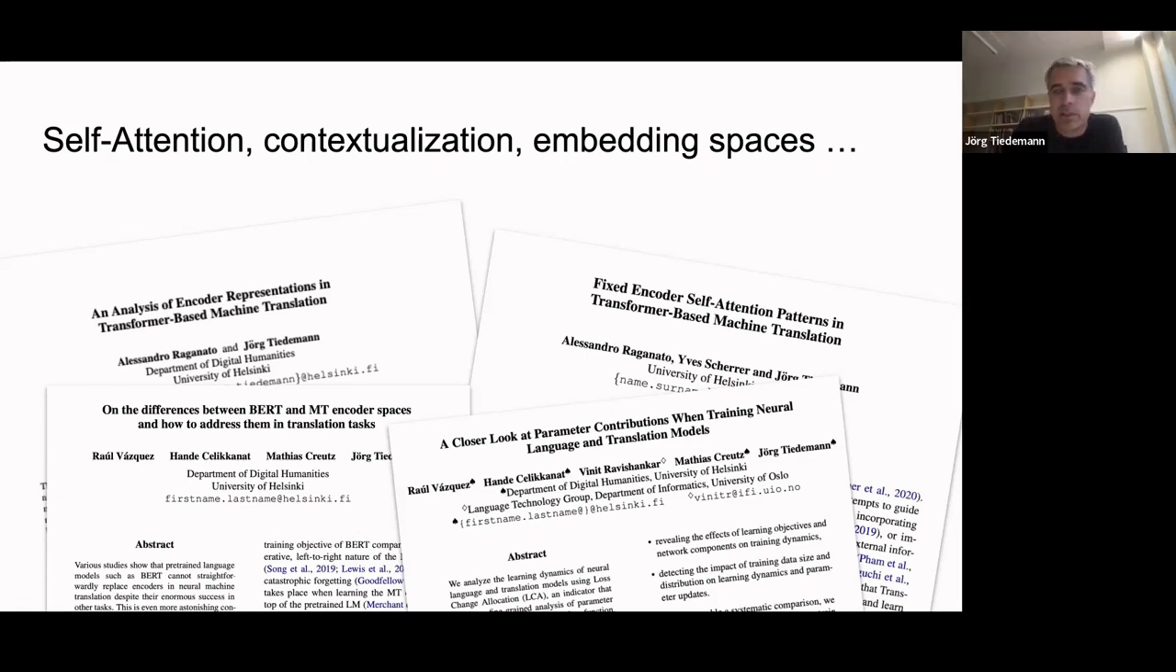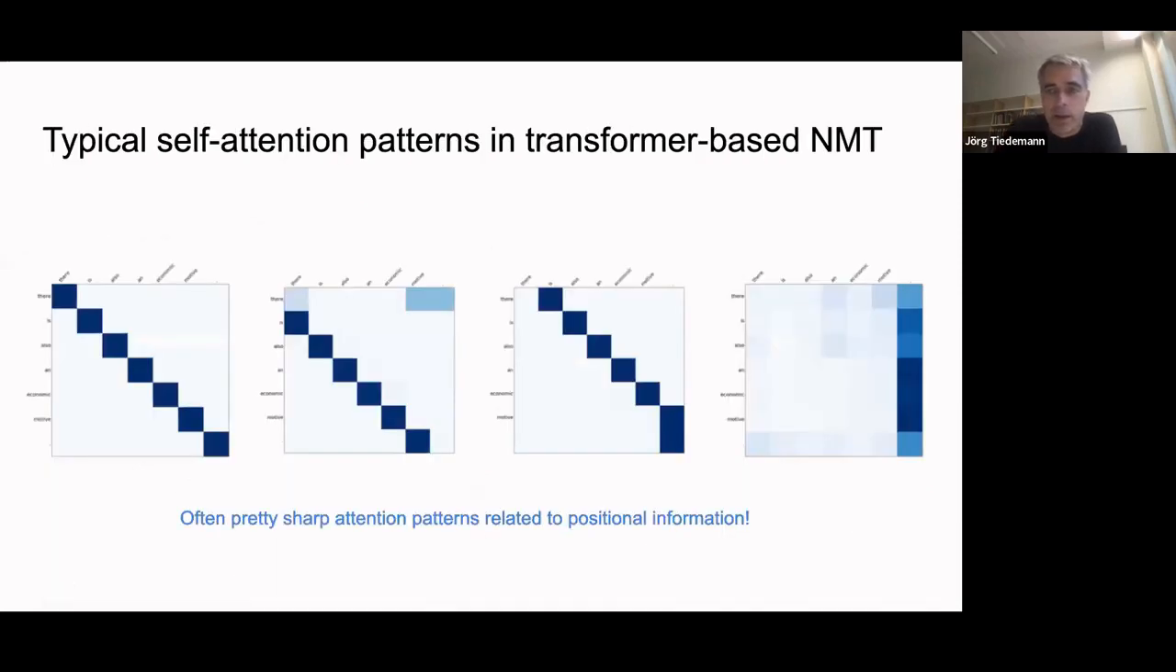Looking at, for example, different ways of how self-attention looks, then looking at contextualization, how contextualized embeddings look in machine translation models, and then also understanding how embedding spaces are built and how they differ from language model embedding spaces, for example. So the first study, just briefly mentioned, I will also do that rather quickly.